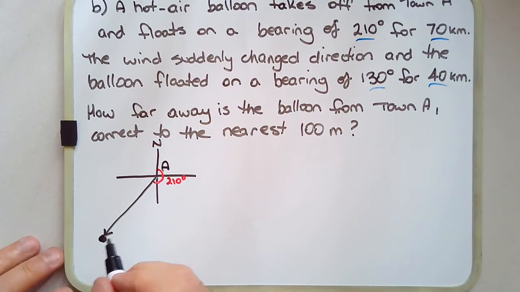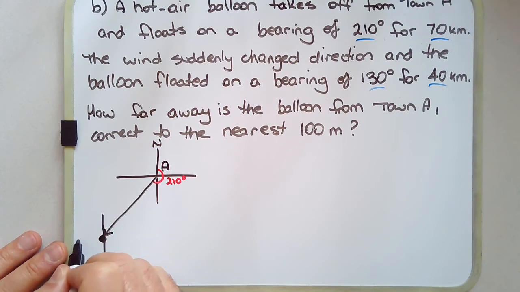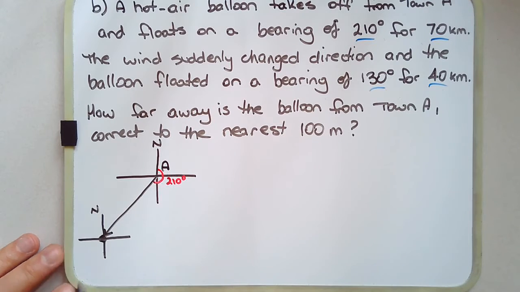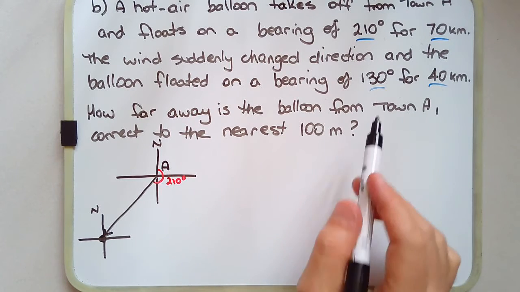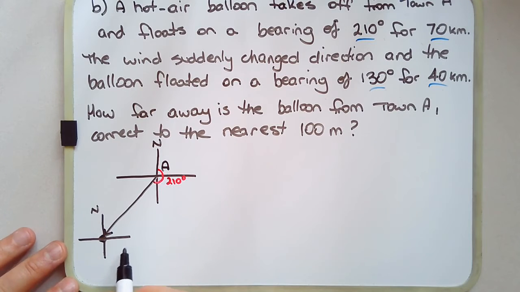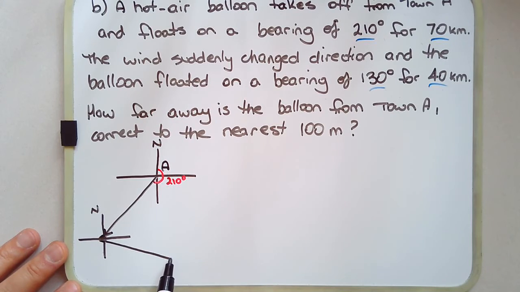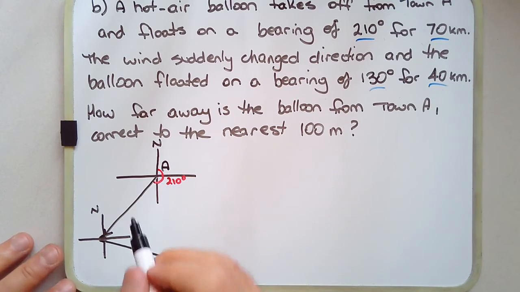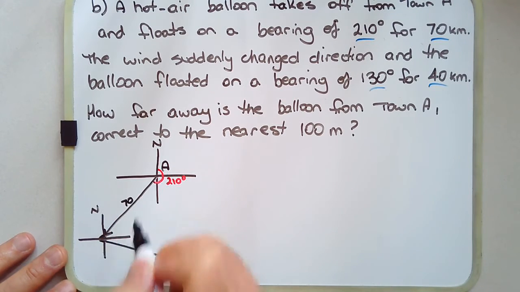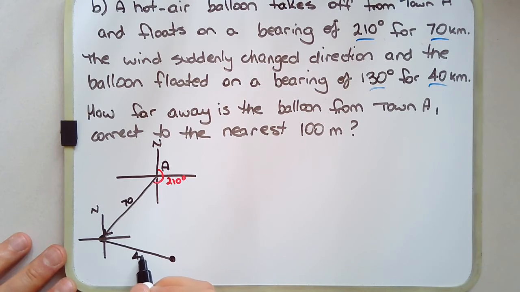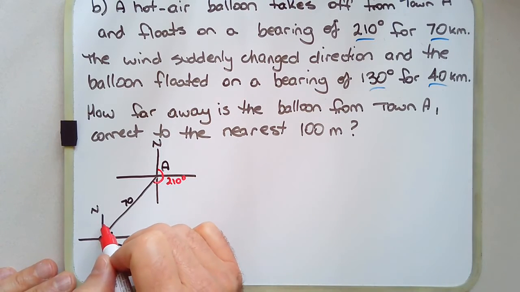The balloon then changes direction. Here is north, and it floats on a bearing of 130 degrees for 40 kilometers. So that's south of east, isn't it? It's more like a southeasterly direction. It doesn't have to be to scale. Something like that. And I'll put the distance here as well: 70 kilometers initially, then after it changes direction, it travels for 40 kilometers on a bearing of 130 degrees.